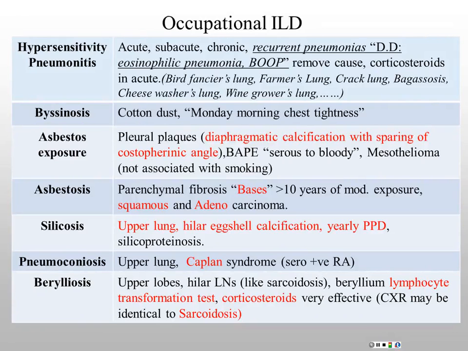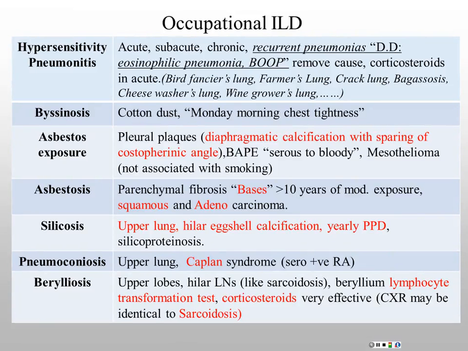Asbestosis, on the other hand, you will have more than 10 years of exposure, and it can predispose you to cancer, and usually it affects the bases of the lung and causes fibrosis. Silicosis: upper lung, eggshell calcification. You have to monitor the patient with PPD because they may be predisposed to tuberculosis.